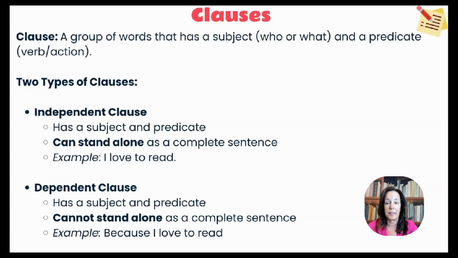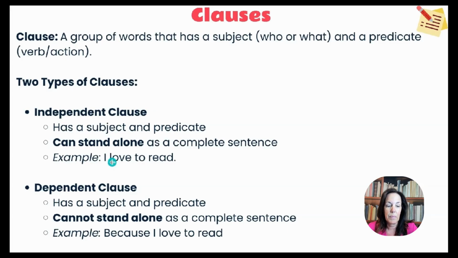Okay, clauses. A clause is a group of words that has a subject, who or what, and a predicate, your verb or action. There are two types of clauses. One is called an independent clause. This one has a subject and a predicate. It can stand alone as a complete sentence.